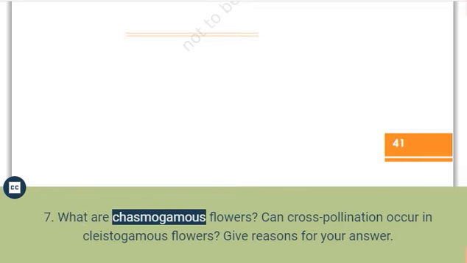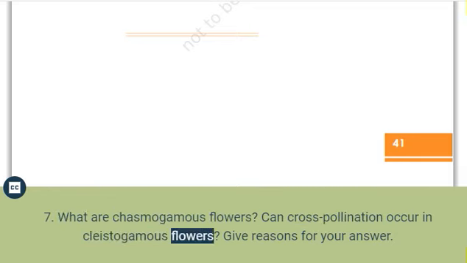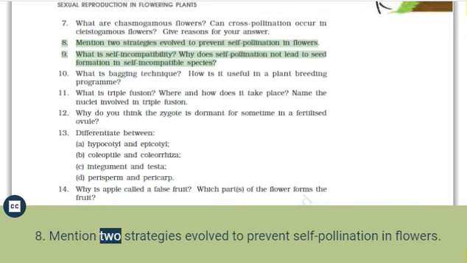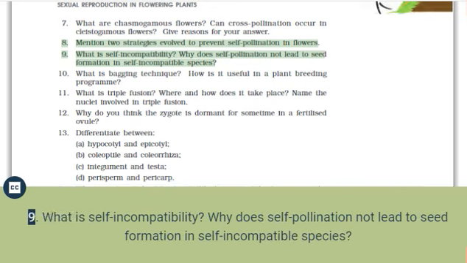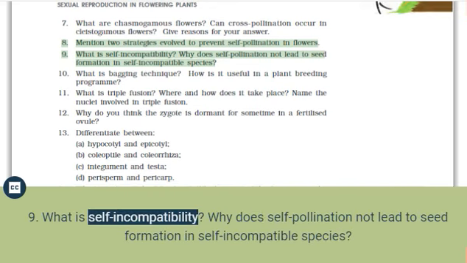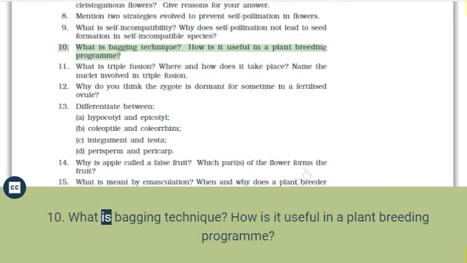7. What are chasmogamous flowers? Can cross-pollination occur in cleistogamous flowers? Give reasons for your answer. 8. Mention 2 strategies evolved to prevent self-pollination in flowers. 9. What is self-incompatibility? Why does self-pollination not lead to seed formation in self-incompatible species? 10. What is bagging technique? How is it useful in a plant breeding program?